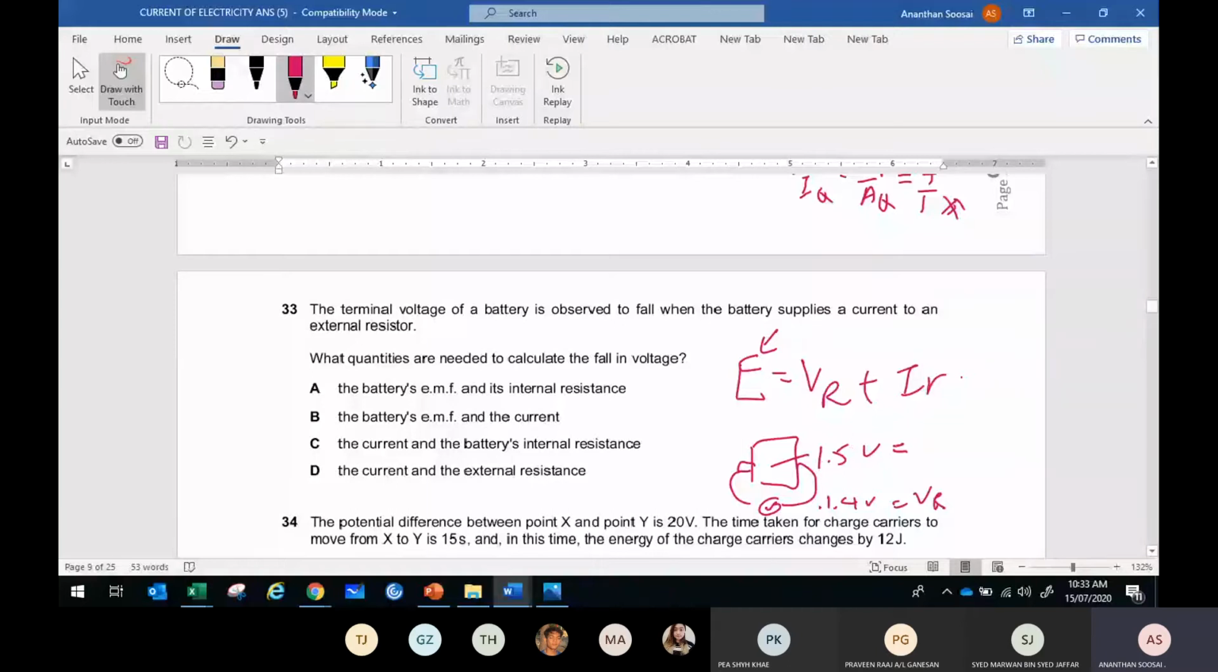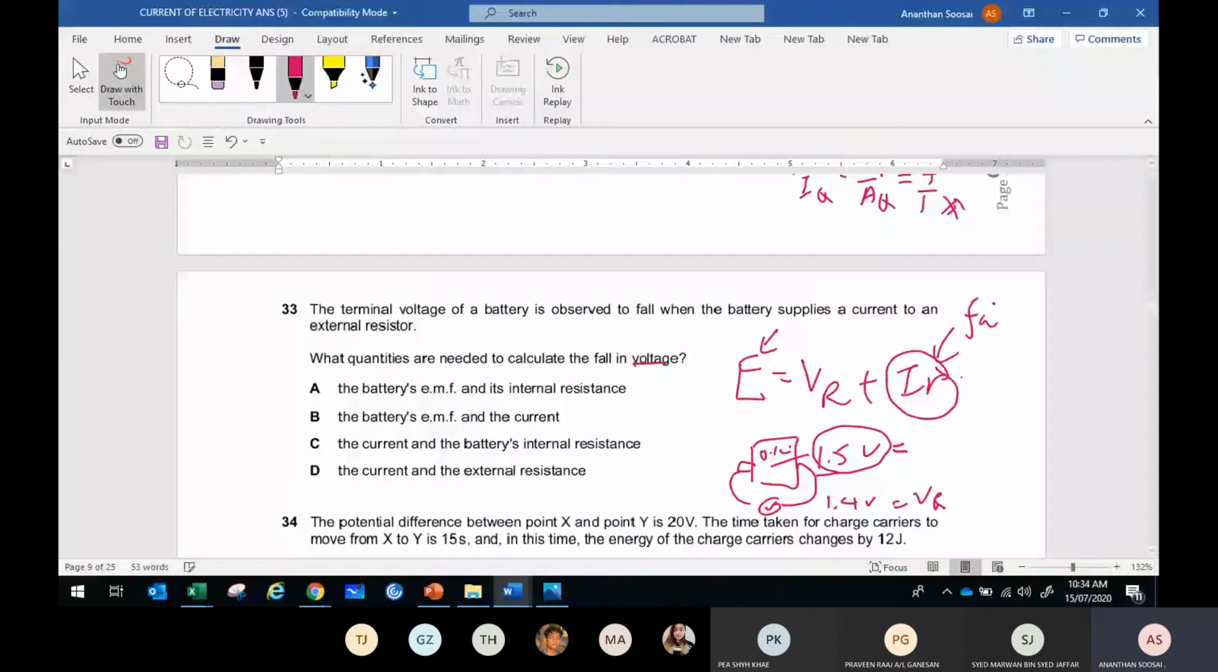But when it comes out, the voltage becomes 1.4 volt. So 0.1 volt has been dropped. There is a drop in voltage. It's capable of producing 1.5 volt, but when it comes out, it's 1.4 because the internal resistance used up some voltage, and that's called the drop. So what quantity is needed to calculate the fall in voltage? The internal resistance voltage, and this is the fall in voltage.